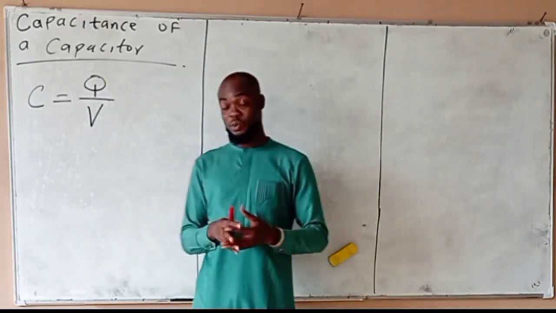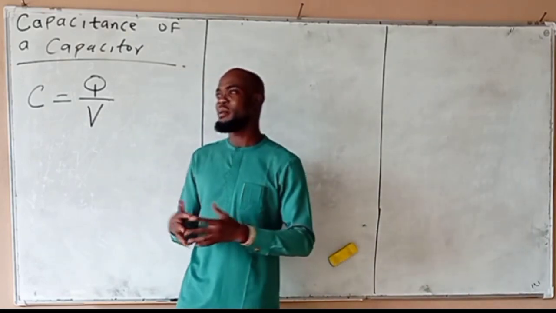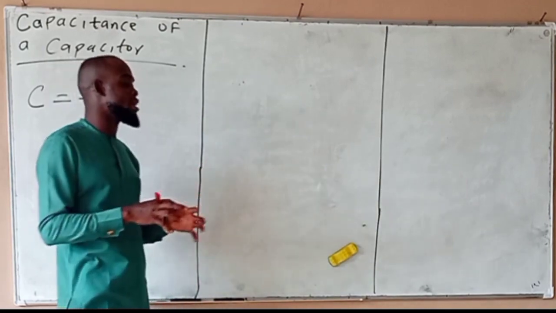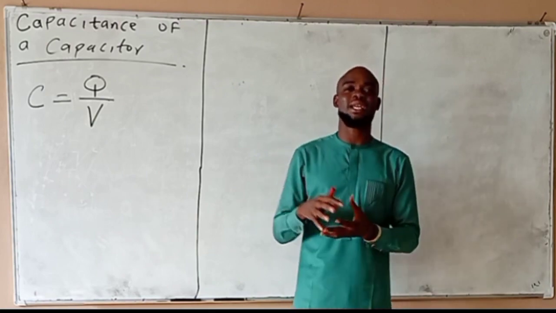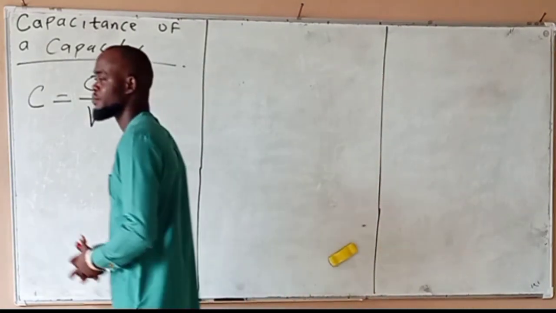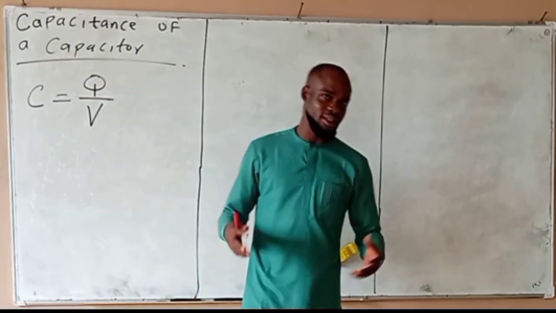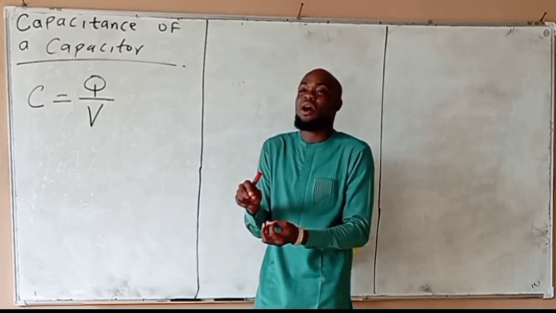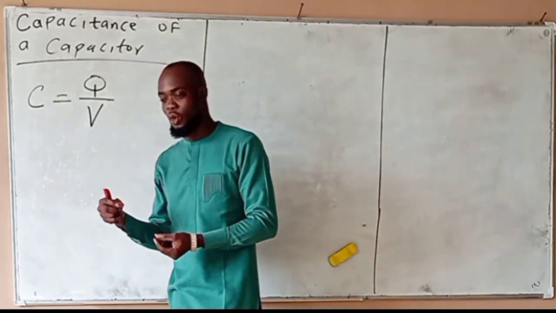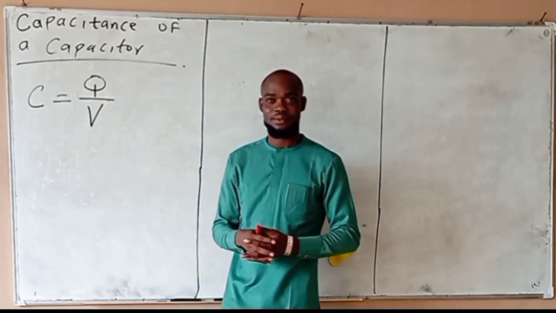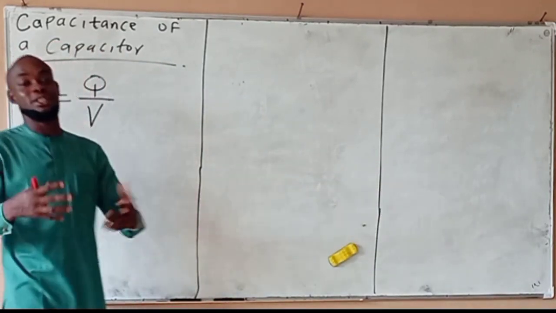So let's go to this topic we have here: capacitance of a capacitor. Now, what is a capacitor? A capacitor is a device that stores electric energy or electric charge. A capacitor can also be called a condenser, which can store electric energy in the form of electric charges.